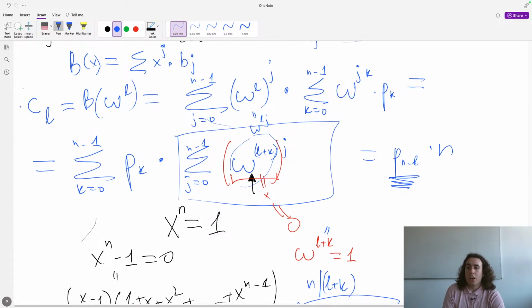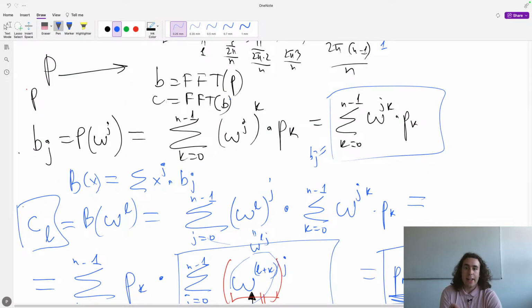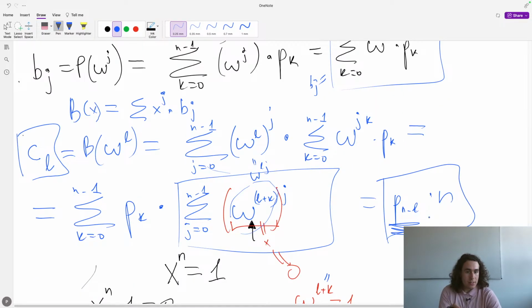Good. So we learned that CL is just Pn minus L times n. This is exactly what we wanted, right? We wanted to prove that if we take P and apply FFT twice, we get the same array P, just everything is multiplied by n, and we reverse everything except for the first element.